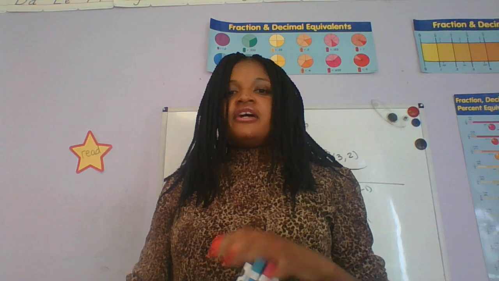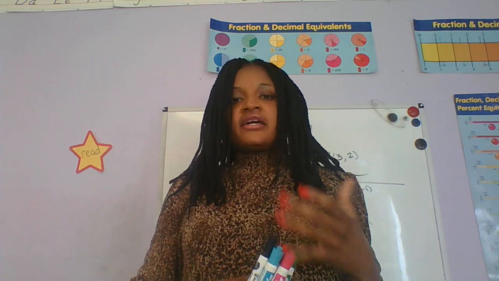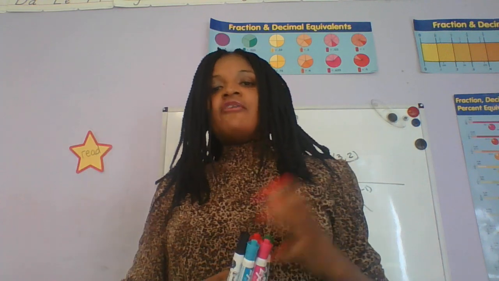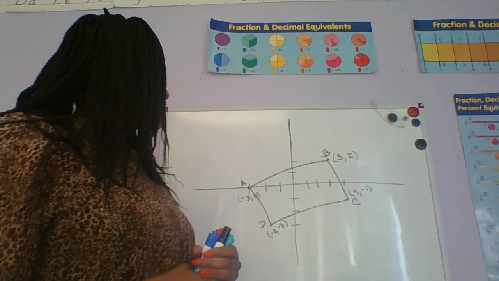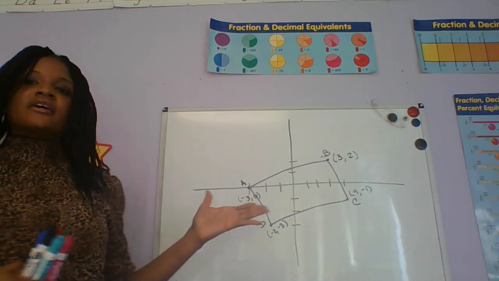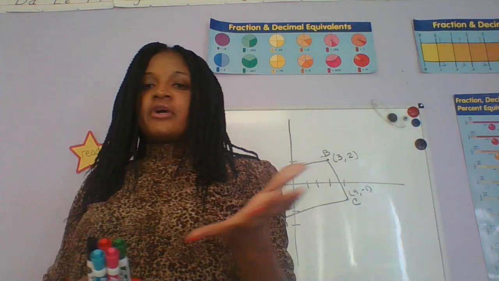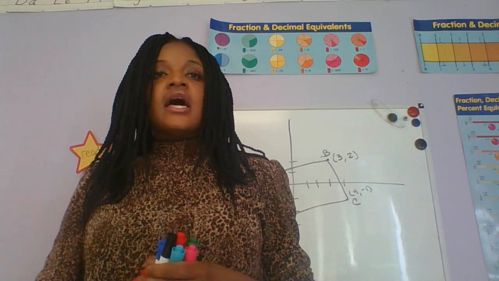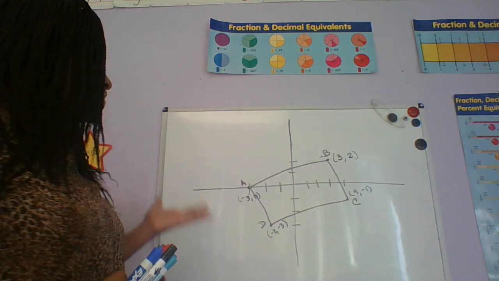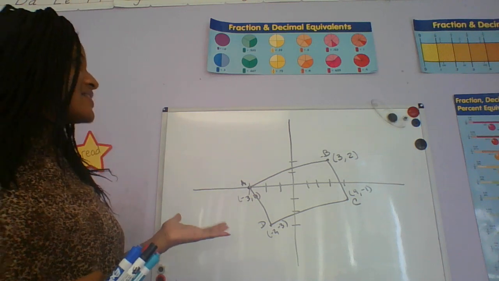I wanted to come on here and work out a problem with you that you might encounter in your algebra or geometry classes. You have already learned how to find the perimeter of different shapes. This is a rectangle, and you already know how to find the perimeter of a rectangle. It's just to add up all the sides. But what if this rectangle is not straight? So it's on a coordinate plane, but it's not straight.